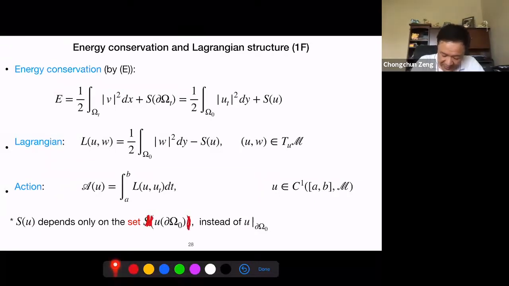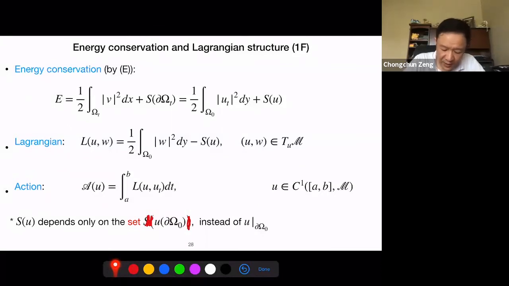It depends on this set, the physical boundary. It does not depend on the parameterization. So it does not depend on how U maps the original boundary to the current physical boundary. It only cares what the area of the current boundary is, and how the parameterization, how the Lagrangian map behaves, doesn't really matter. Okay, so this is conceptually very important later on.